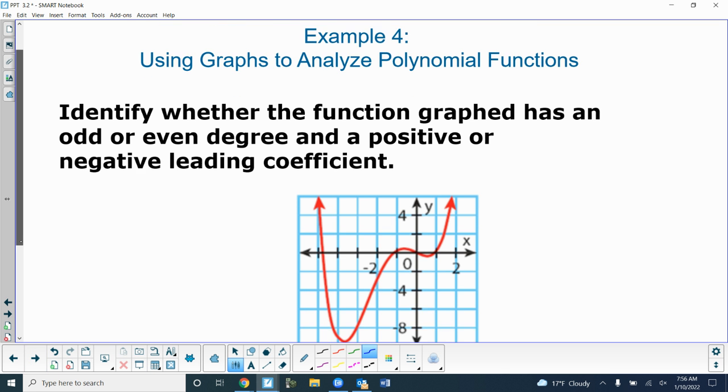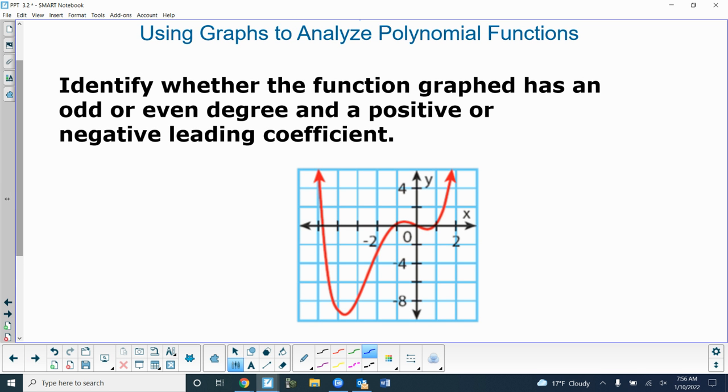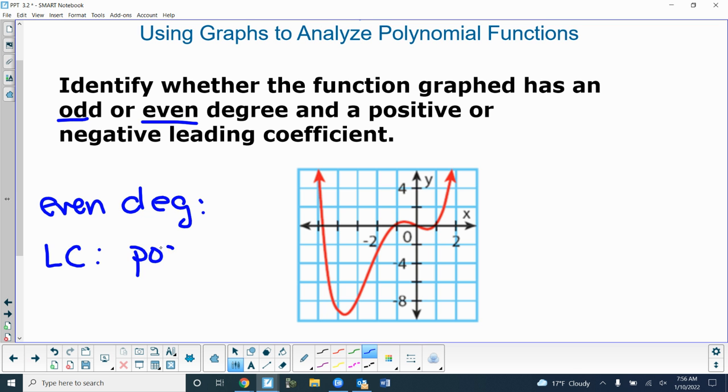Right, how about this one? Positive or negative, odd or even? Even, why? They're going the same direction, all right? Leading coefficient, positive or negative? Positive. The far right, going up.